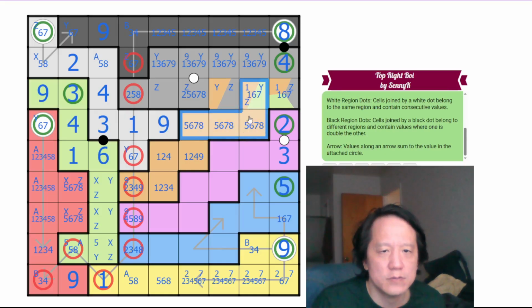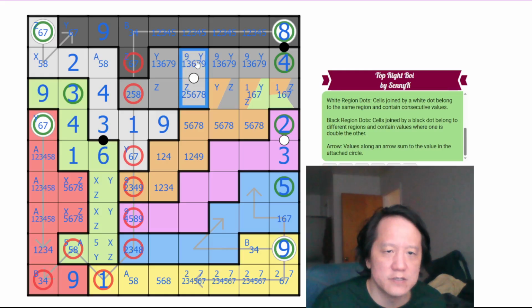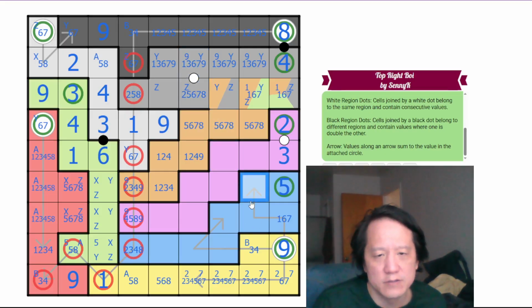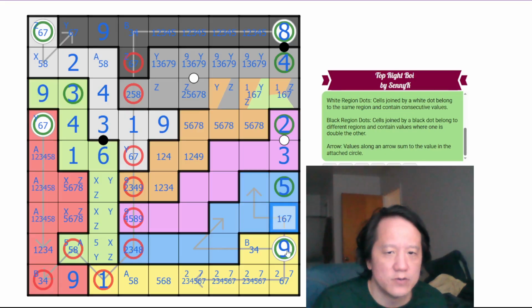Interesting. Okay, what can be consecutive here? 1 with 2, 2 with 3, 5 and 6, 6 and 7, 6 and 7, 7 and 8, 8 and 9. So all of those are still valid. Great. Lovely. We have 1, 6, or 7 there, 6 or 7 there.